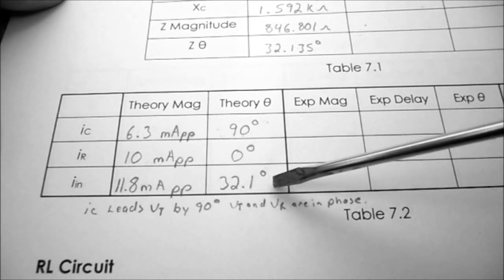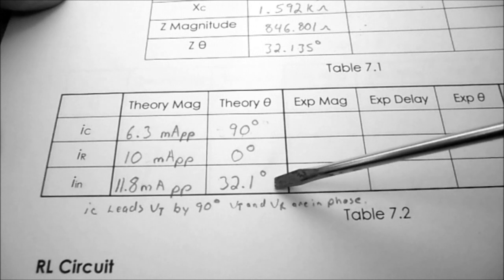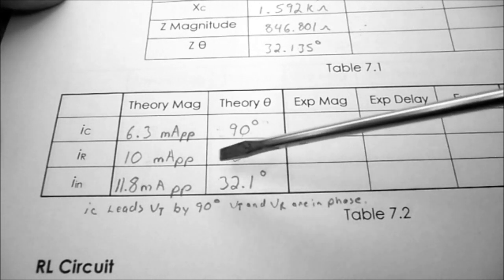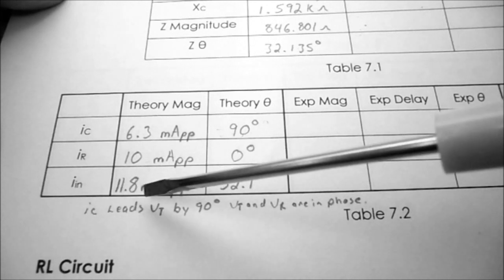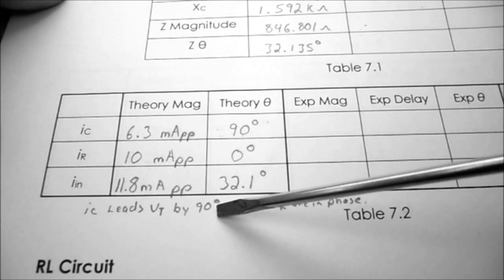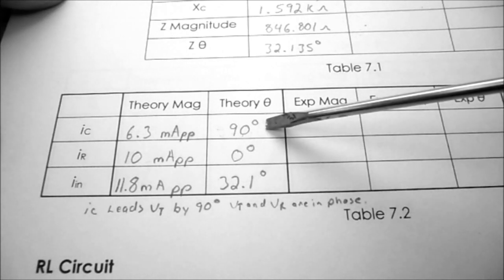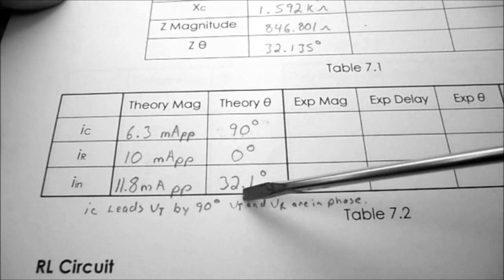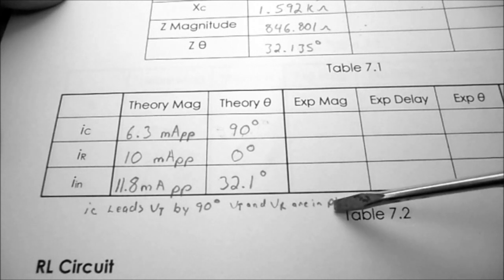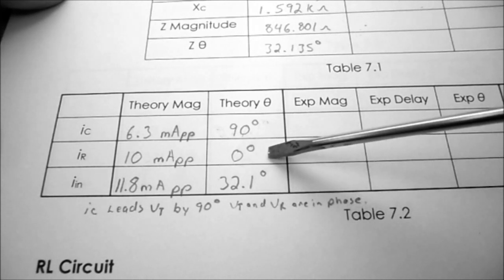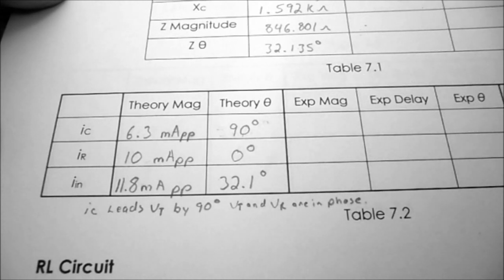For IN, we calculated the phase angle to be leading by 32.1 degrees. And you need to remember that IC leads VT by 90 degrees in a parallel circuit. So IC should be 90 degrees. And VT and VR are in phase. So IR compared to the input voltage should be 0 degrees.